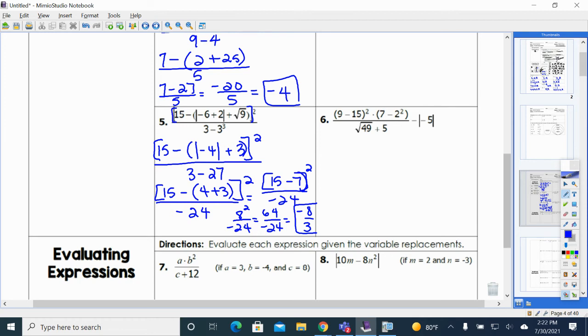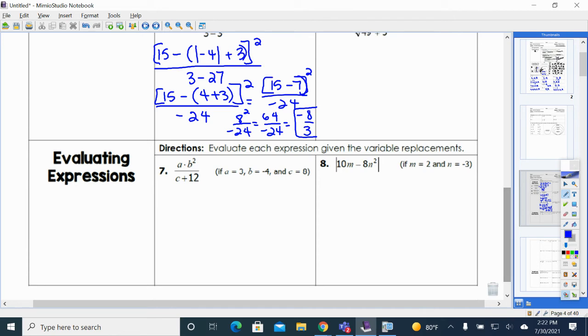Still using order of operations, we're going to be evaluating these expressions. So what we want to do is we want to substitute. It says to evaluate each expression, giving the variable replacements. So you're just going to plug in the numbers and then still use your order of operations. A is 3, so this is going to be 3 times B is -4. Make sure that you put parentheses. And then C is 8 plus the 12. So here again, the main thing that we're focusing on is once you get the number substituted, it becomes just like the other examples we've done so far.